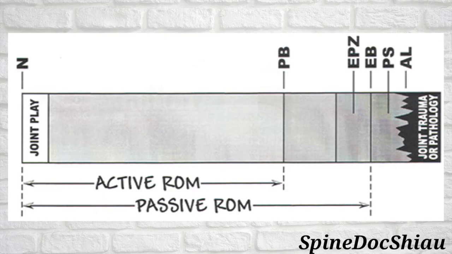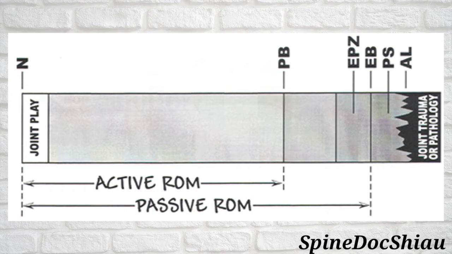At the very far left of the chart, we have N, or neutral position, your body or joint in a relaxed position. Every motion that is produced within this area is called active range of motion until we reach the physiological barrier. Every motion that's produced after is called the passive range of motion, up until the elastic barrier of resistance.